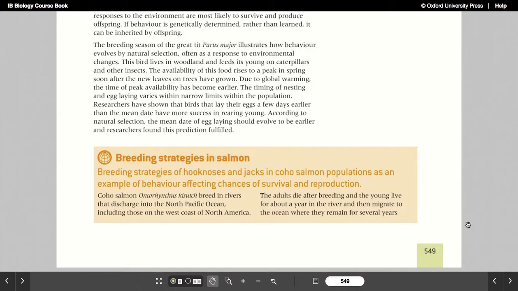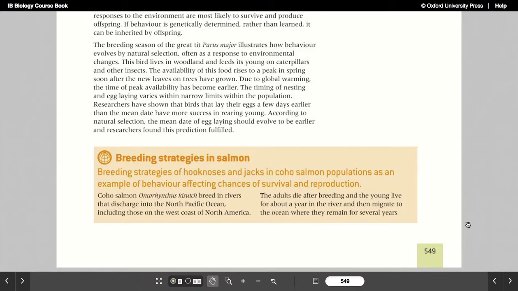Okay, breeding strategies in salmon. You guys want to know the hooknoses and the jacks. They're types of a coho salmon species. And when you're a salmon, you do external fertilization. So the females spray their eggs into the water and the males spray their sperm into the water. And then they should meet up and they should fertilize and become zygotes.